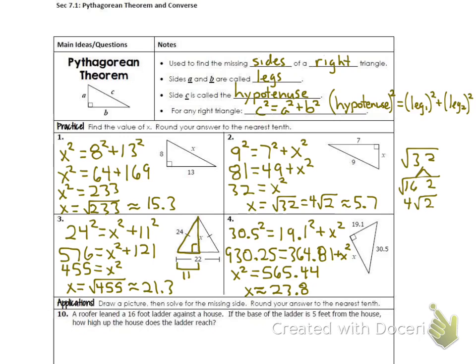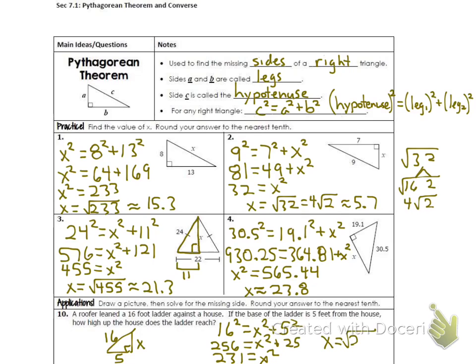The last one we look at here is a roofer who leaned a 16-foot ladder against a house. The base of the ladder is 5 feet away. How far does it go up? This becomes a right triangle problem where we go 16 squared equals x squared plus 5 squared. 16 squared is 256, which is equal to x squared plus 25. When we subtract 256 minus 25, we get 231 for x squared, so x comes out to be the square root of 231, which is approximately 15.2.